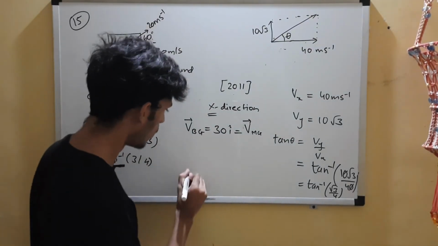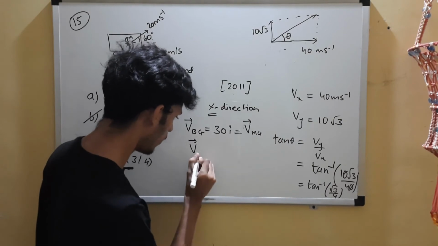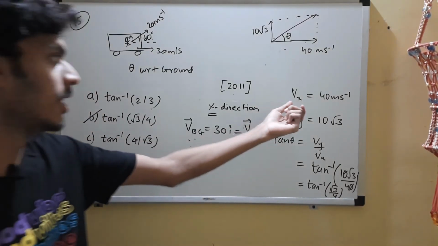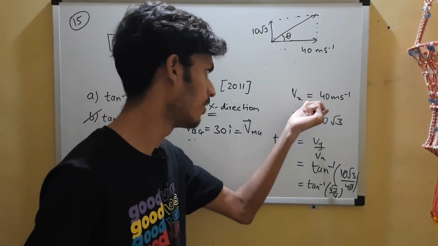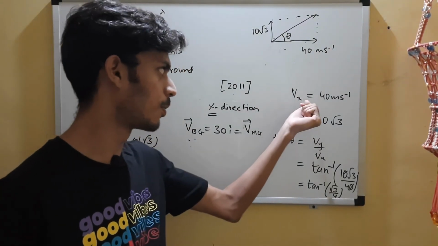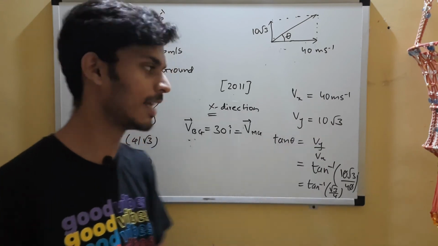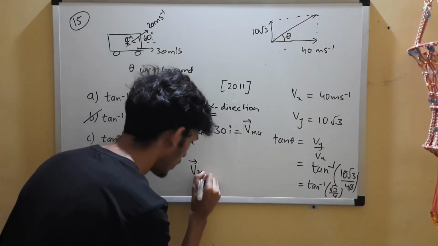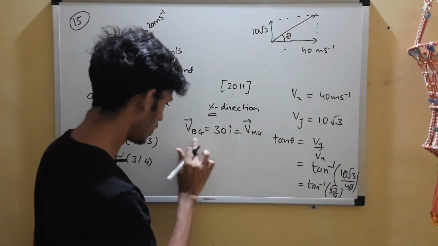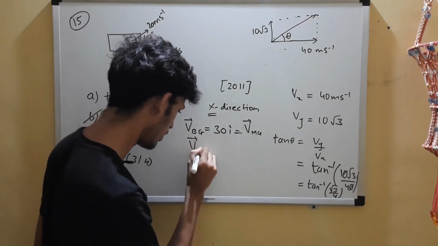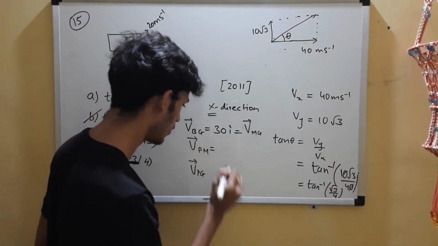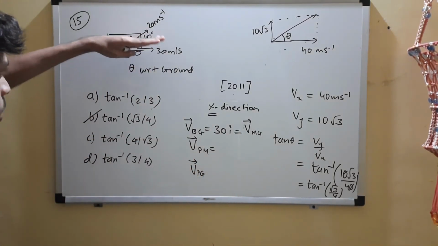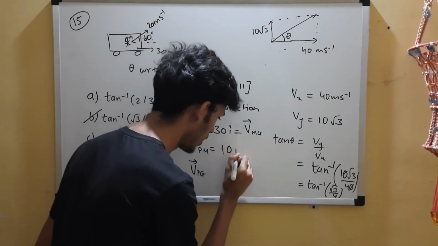So velocity of men with respect to ground is same as velocity of bus with respect to ground. Okay, so now, what do we want to find? We want to find the velocity of projectile with respect to ground. This is velocity of projectile with respect to ground in x direction. So first of all, what do we have? Velocity of projectile with respect to men in the x direction. What is it? 20 cos 60, which is 10 I cap.